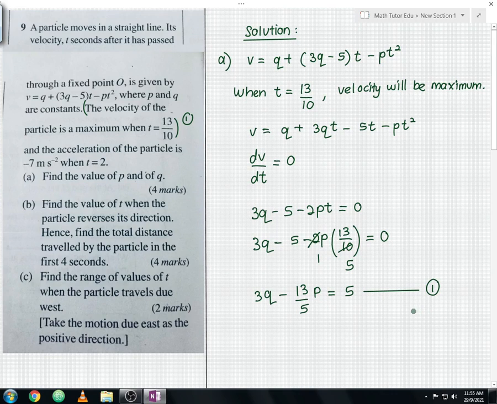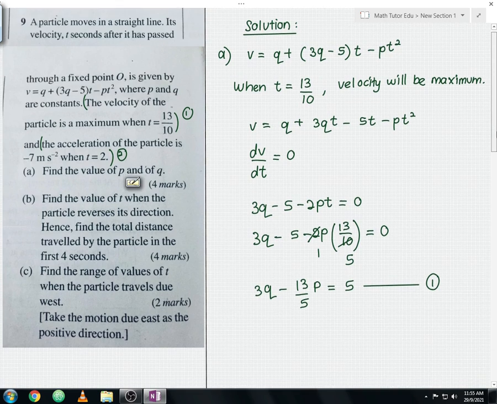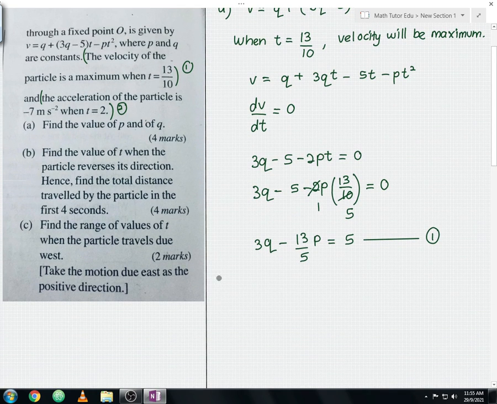Okay, so we still have one more equation left before we can proceed to find our solution. As for our second information, the acceleration of the particle is negative 7 meter per second square when t is equals to 2. So let me mark this as our second information. Let me write in the working here, when t is equals to 2, so from here your acceleration will be equals to negative 7 meter per second square.